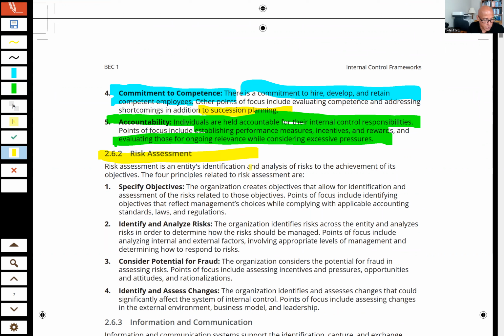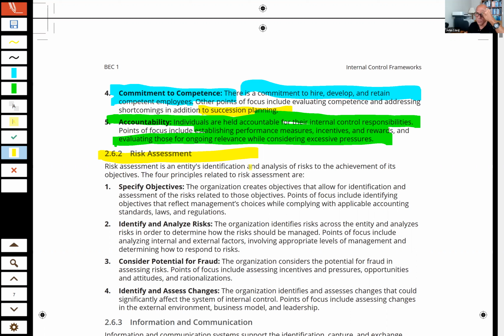Let's look at the next component, risk assessment. And again, they don't number these as 17 objectives the way the flashcard did, and they restart numbering again, but if you count the total, starting with specifying objectives, this would be the sixth principle. You don't have to memorize what number, but it is the sixth principle.